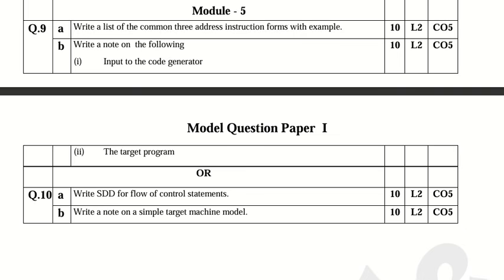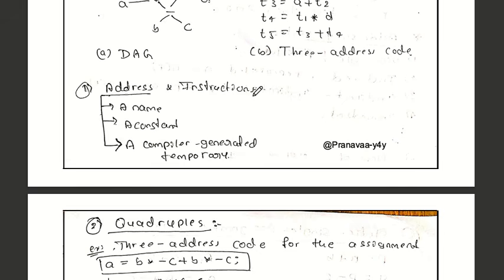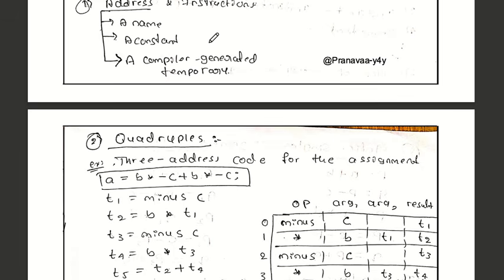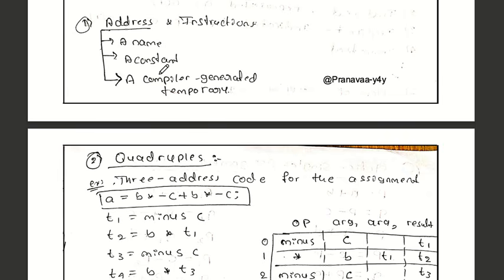So in the model question paper they mentioned simply, write a list of common three address instructions. So that's why you have to start one by one. Let's see the first one, address and instruction. Here a name, a constant, and a compiler generated temporary are there for the address purpose. So we need to address the instructions, right? For that we need a name, constants, or a value. Without having a parameter's value we can't address. So that is the thing.